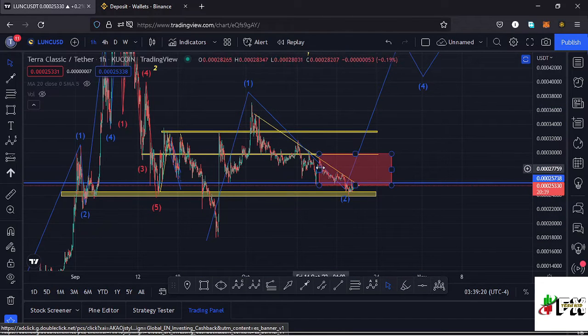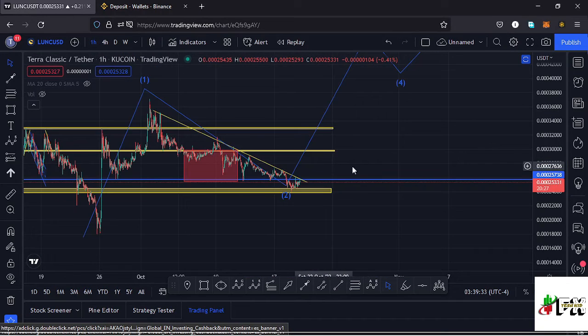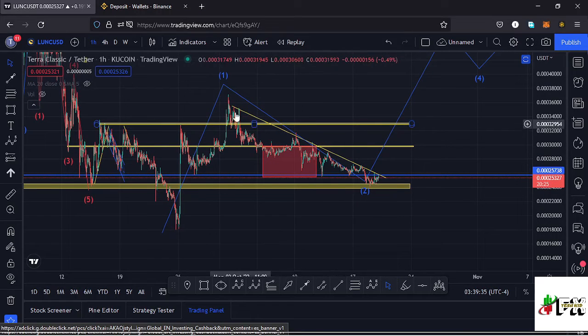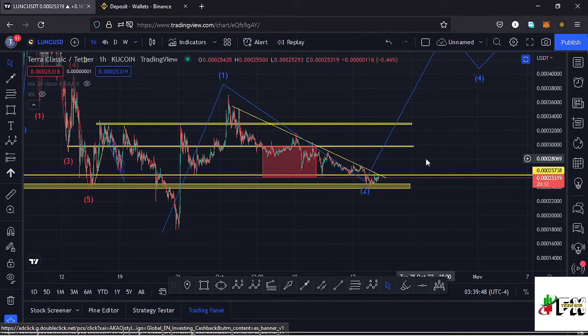And you can see Lunc has continued to respect that movement to the lower side. We came down into that target area. In that movement to the lower side, we also saw the formation of a triangle right here, which I have the upper side of the triangle in this trend line that I have over here in yellow. I can also change this line that I have down here to make it yellow so that you can see that better. You can see we have a triangle right here.